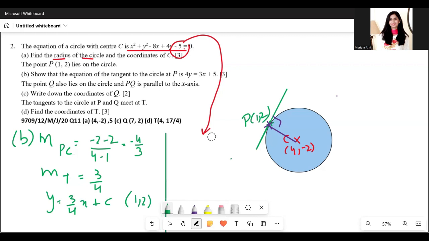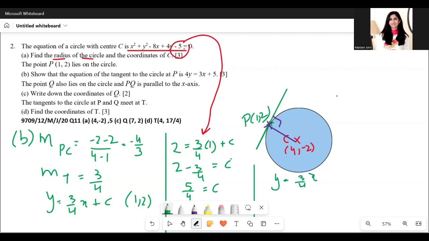When you substitute 1, 2 here, we will get this. Then 2 minus 3/4 equals c. This would be 8 minus 3, 5/4. So c comes out to be 5/4. So equation would be y equals mx plus c. We will take the 4 to the other side. Since the 4 is collectively underneath both 3 and 5, it can go to the other side. Multiply with y, so 4y is equal to 3x plus 5, and this is what we were supposed to get.